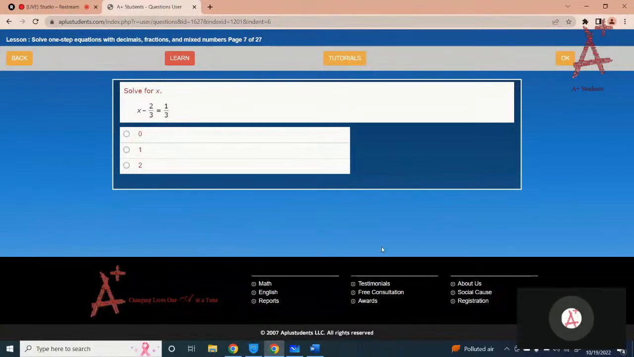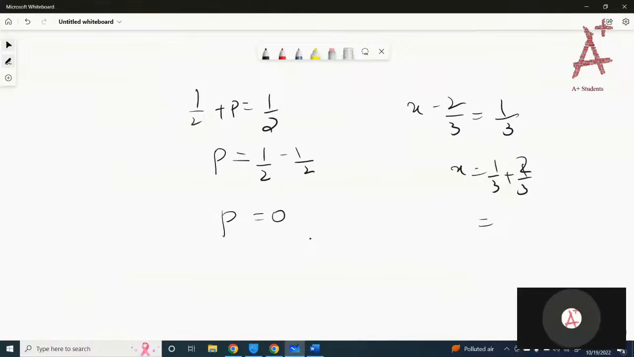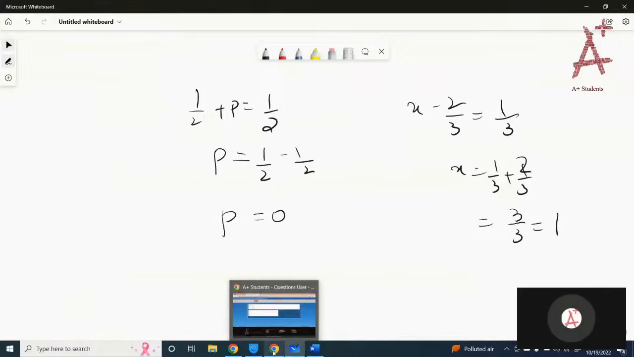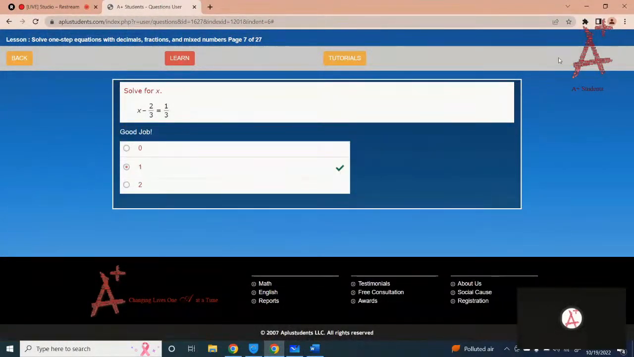So x minus 2 by 3 equals 1 over 3. That 2 by 3 is subtracting on the left hand side. When you shift to the other side, it would be adding. They have like denominators, so simply add their numerators. So 2 plus 1 is 3 over 3, and 3 over 3 means they are 1. So the answer is 1. Select the correct option and click on the OK button.